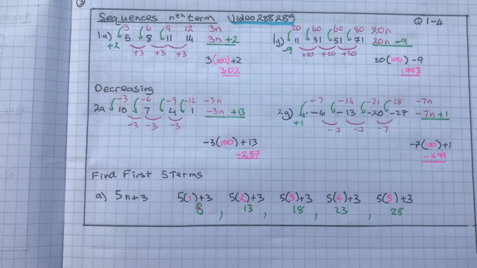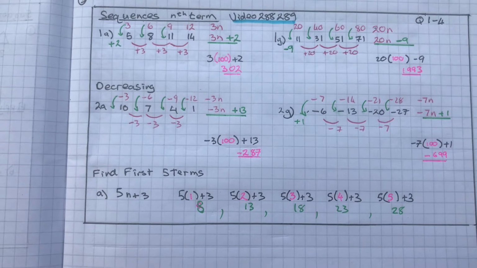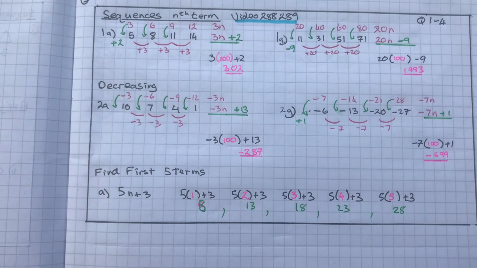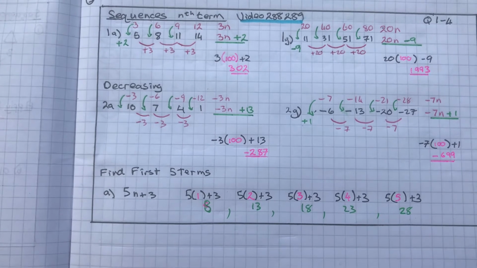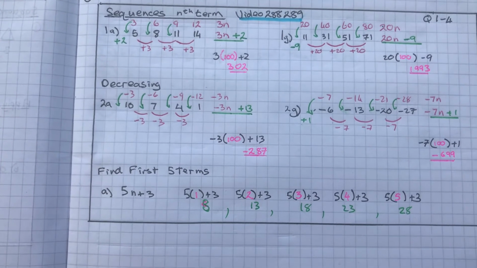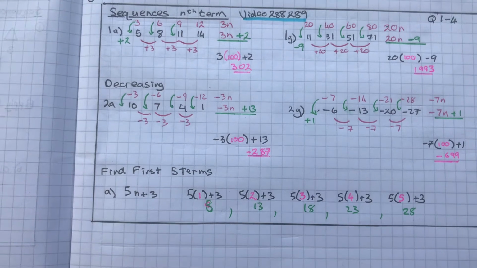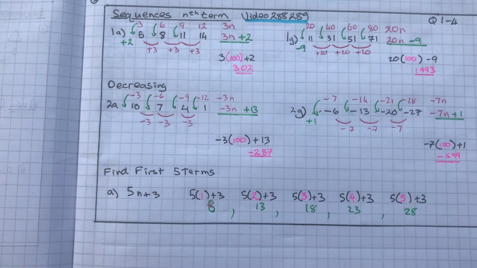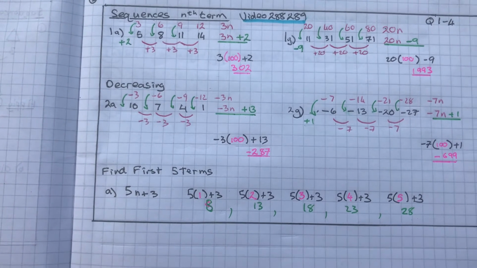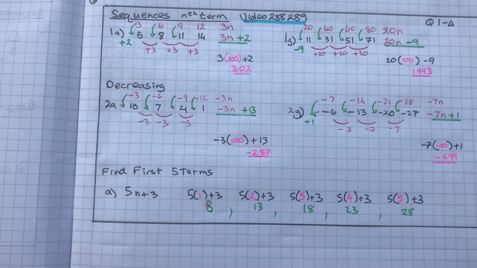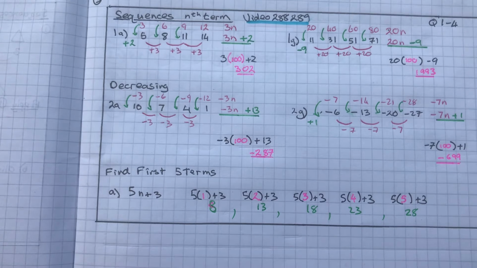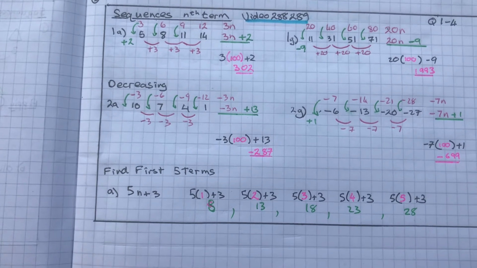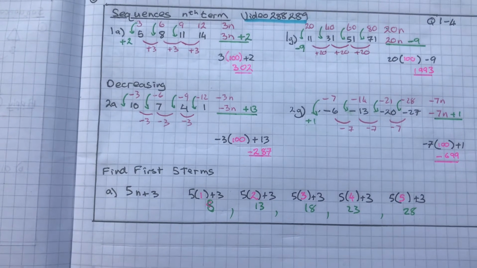What goes up in threes? Well, I've written above in red my 3 times table, 3, 6, 9, 12. 3 times 1, 3 times 2, 3 times 3, 3 times 4, 3 times n for any number. What do I do to my 3 times table in the red to get the black sequence? In green you can see I add 2 each time. 3 plus 2 is 5, 6 plus 2 is 8, which means the rule for that sequence is 3n plus 2.